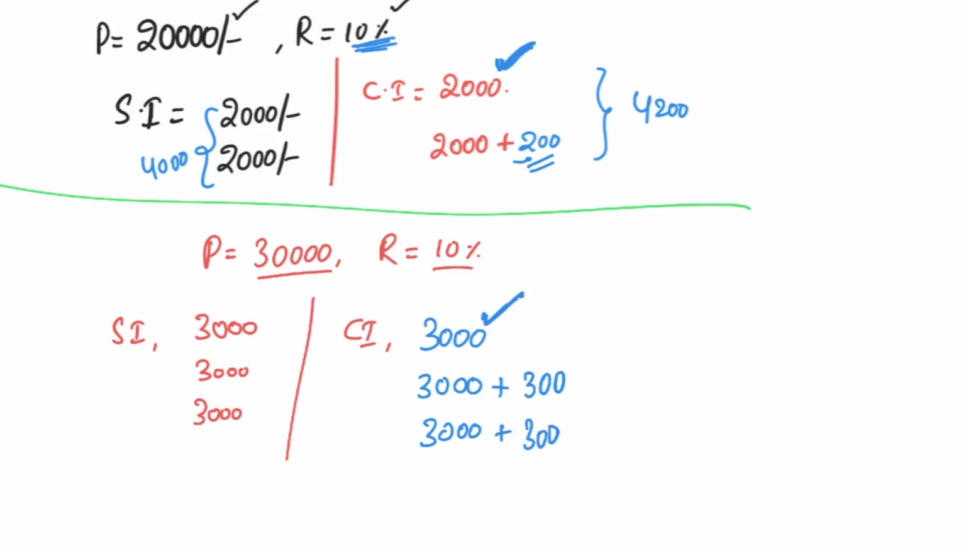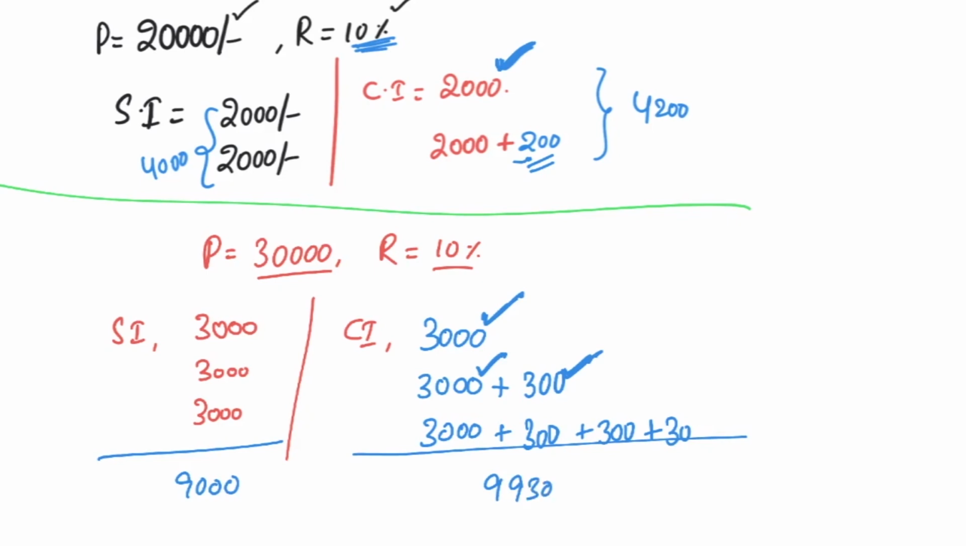Similarly, on this 3,000, we will get 300 in the next year. And on this 300, we will get 10%, 30 rupees in the next year. So by the time you get 9,000 rupees simple interest, you are getting 9,930 rupees compound interest. So that is the difference between simple interest and compound interest. Simple interest is equal, compound interest is not equal. It increases year by year. So in simple interest, we calculate interest on principal only, but in compound interest, we calculate interest on principal as well as interest on interest.